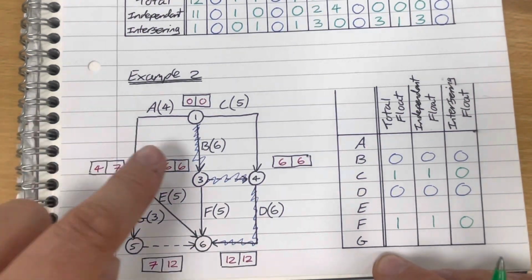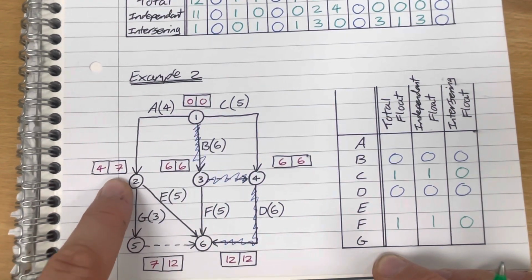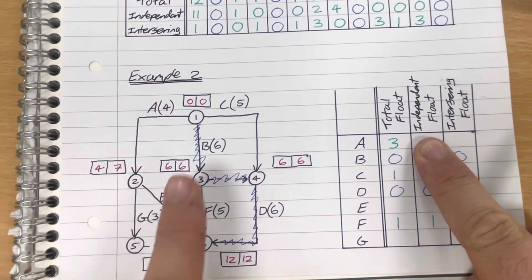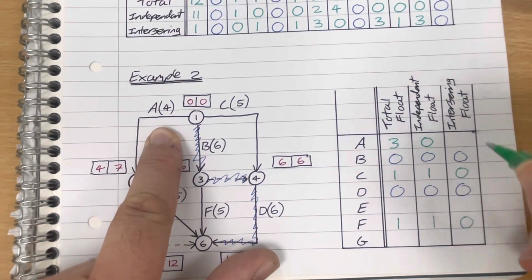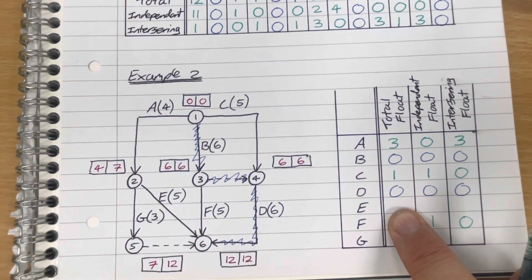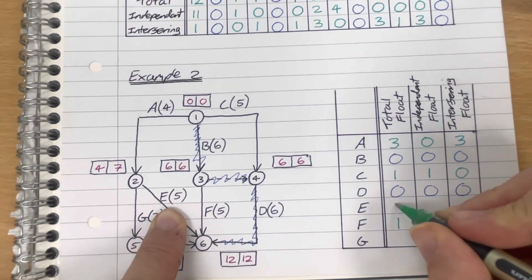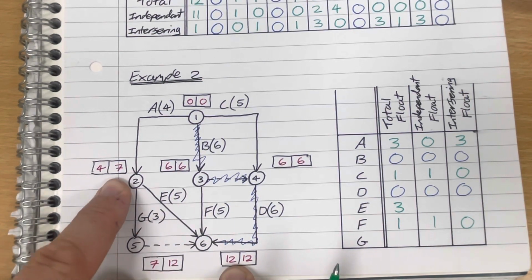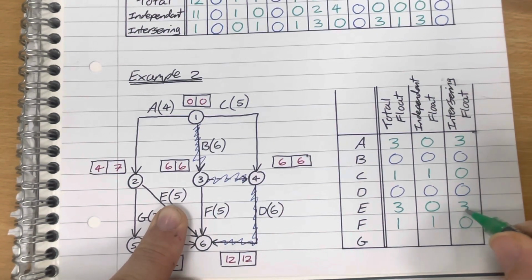The others are going to be interfering. So A, its total float is going to be 7 minus 0 minus 4, which is 3. Its independent float is 4 minus 0 minus 4, which is 0. So that's got no independent float, which means all of it is interfering. E, 12 minus 4 is 8, minus 5 is 3, so it's got 3 total float. Independent float, 12 minus 7 is 5, minus 5 is 0, so it's got no independent float, which means all of it is interfering.